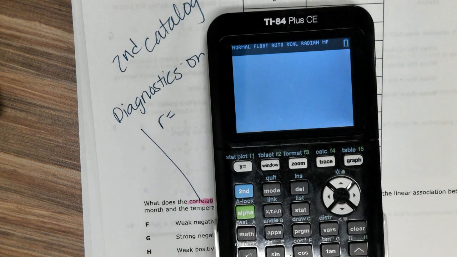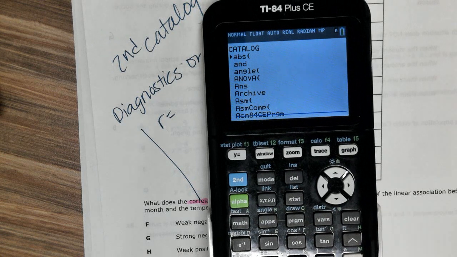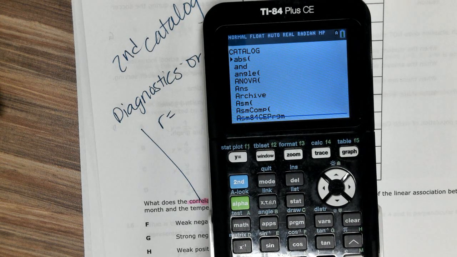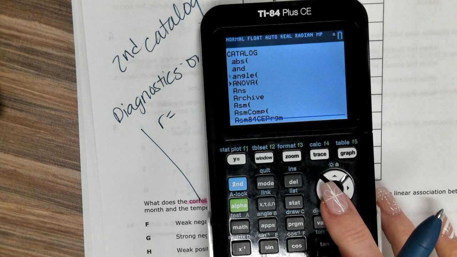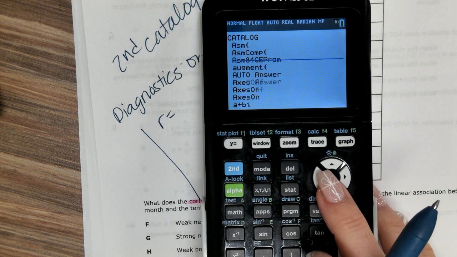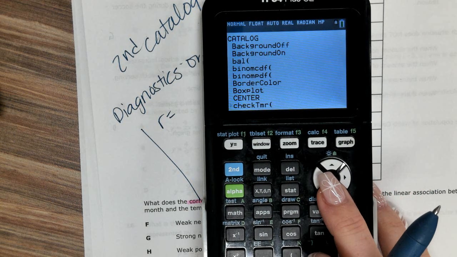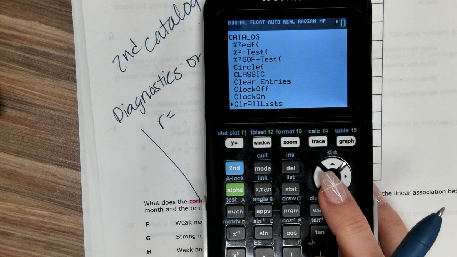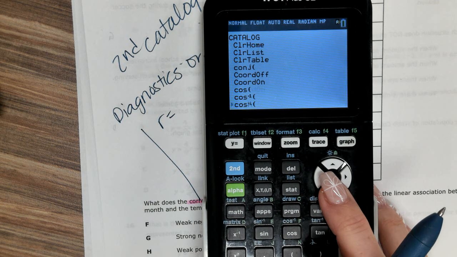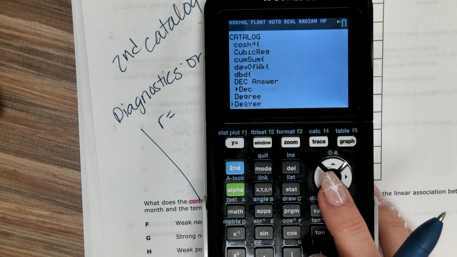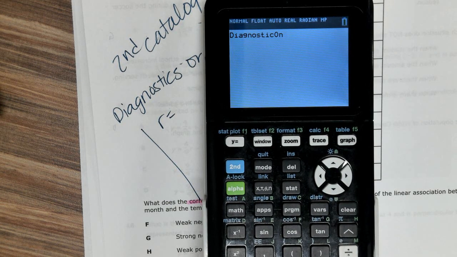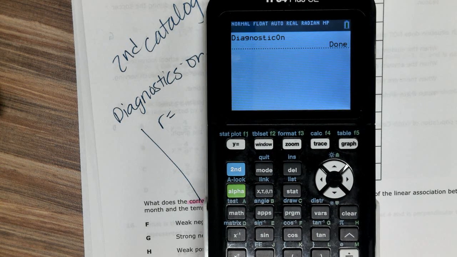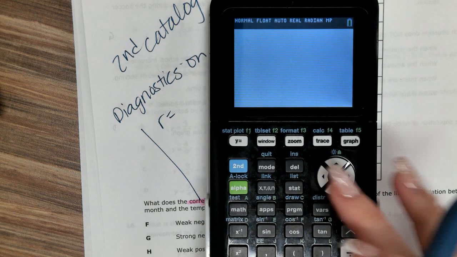So I go to second 0. I go down to diagnostics on, which I already did all this, so it's on. And if y'all need to see me do it, I will do it. You're just going to hold the down arrow until you get to diagnostics on. It takes a while. Right here, I hit enter and then hit enter again until it says done, and then it's on. Then you go to stat edit.